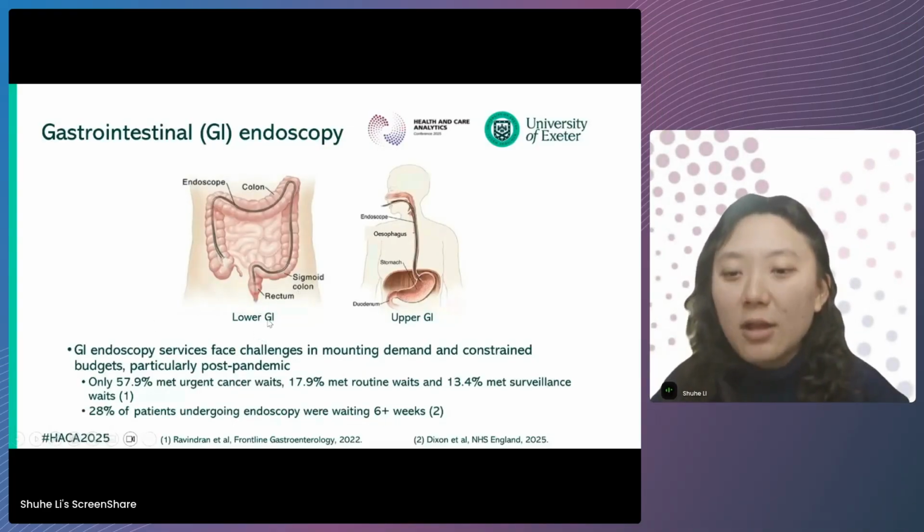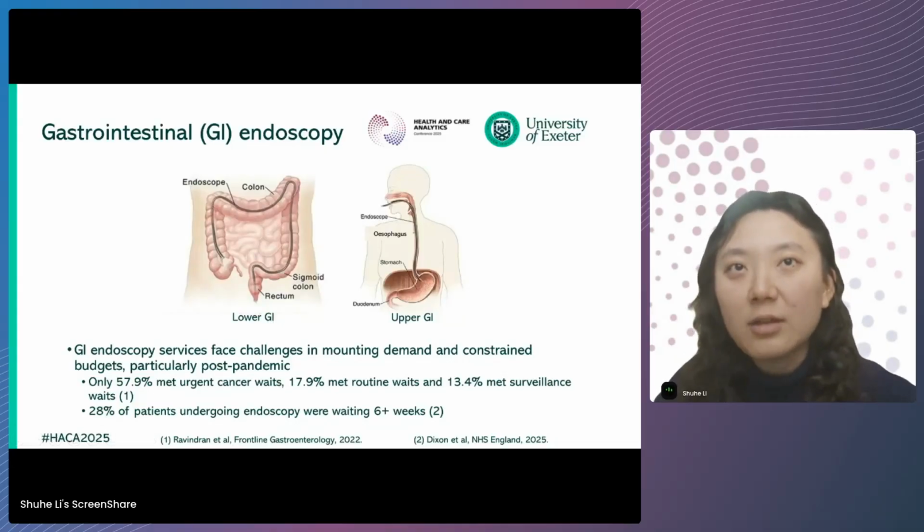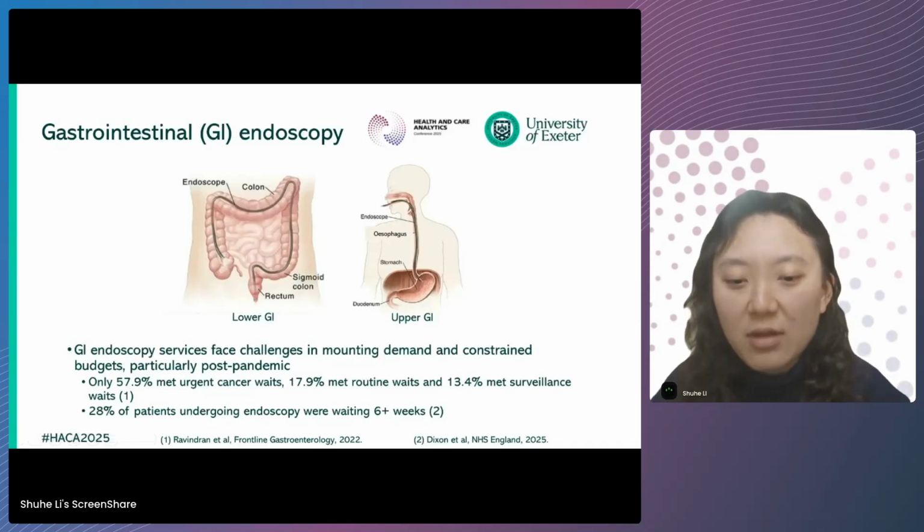Okay. As shown by the latest diagnostic test report, only 28% of patients undergoing endoscopy services were still waiting for more than 6 weeks. In response to these challenges, demand and capacity modeling has become an essential tool for optimizing resources across various services.